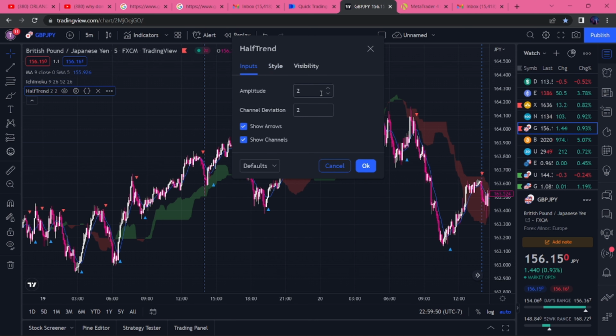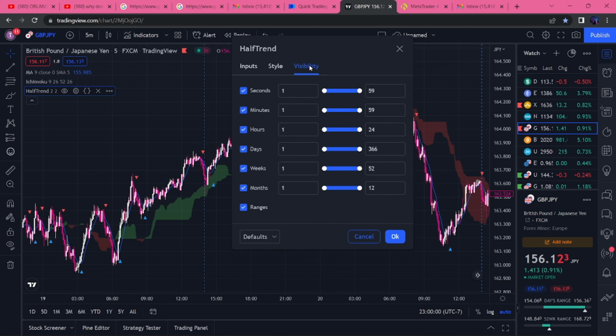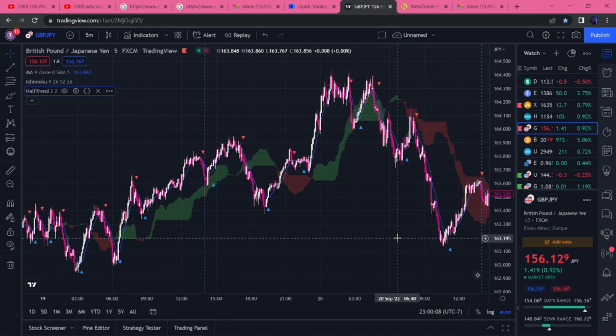Go to your inputs, and they should be at 2 and 2. You want to make sure that these are checked as well. Just copy what you see here. I didn't mess with this, so I'm pretty sure you don't have to mess with this, but if anything is off, go ahead and fix that. All right, so now let's actually get into the strategy and how it works.